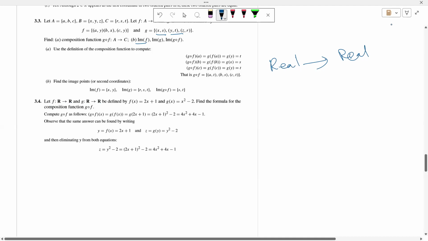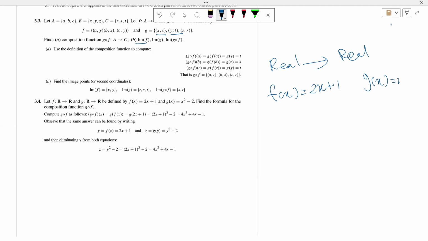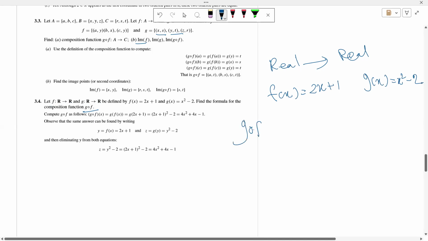Now they are giving two functions. The first function is f of x equals 2x plus 1. Another function, g of x, equals x squared minus 2. Now they are asking you to find the formula of g of f. Depending on the definition, g of f means g of f of x. Do you remember this one? We discussed this: g of f means g of f of x.